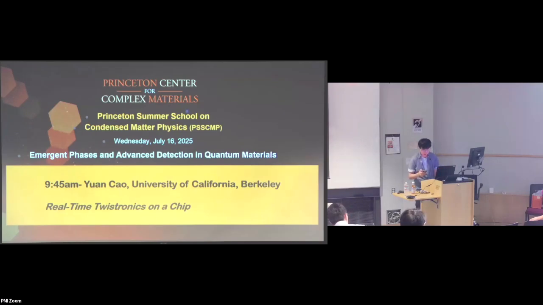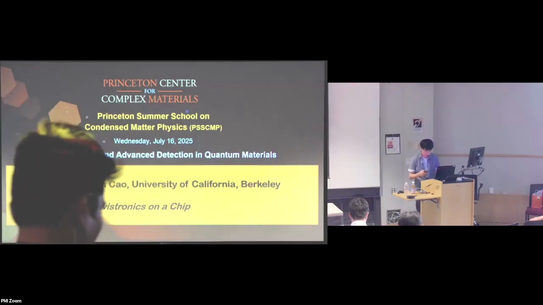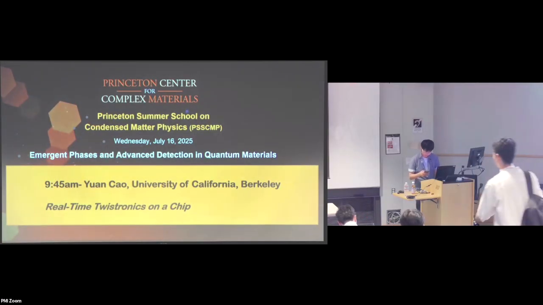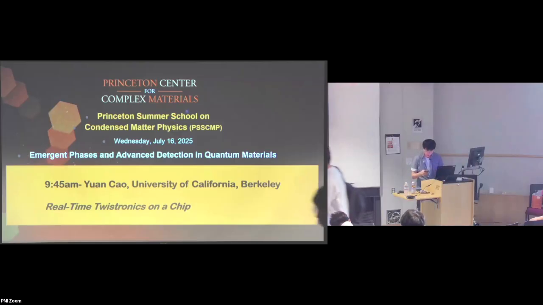For our first session today, we will have Professor Yuan Cao. Yuan Cao is an assistant professor of electrical engineering and computer science at the University of California, Berkeley. He's perhaps best known for his research on superconductivity in twisted bilayer graphene in 2018, for which he was awarded the Physics Breakthrough of the Year prize, as well as various other awards. He has continued figuring out the electrical properties of low-dimensional materials in fundamental ways, as he will present in his talk today titled Real-Time Twistronics on a Chip. So without further ado, let's welcome him to the stage.